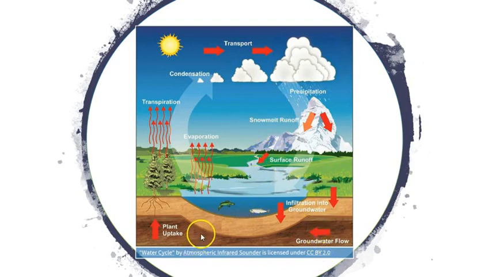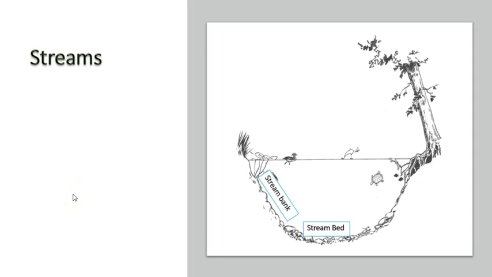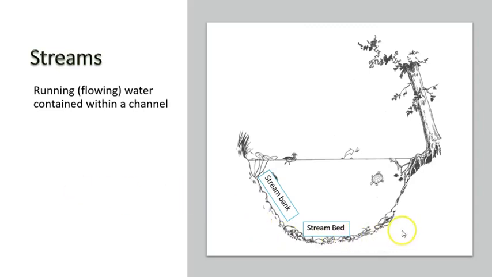It doesn't take long for this runoff to become confined to a channel and flow downhill as a stream. Streams are any water contained in a channel. Larger streams are called rivers, while smaller streams have names like brooks or creeks. The bottom of a stream channel is called the bed, and the sides of the channel are the banks.